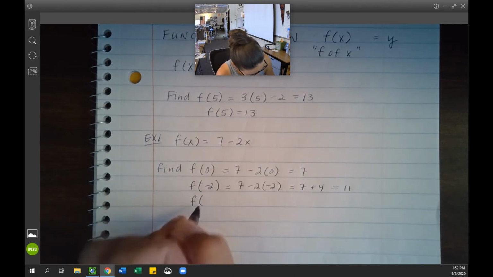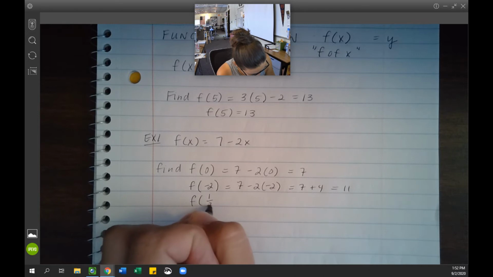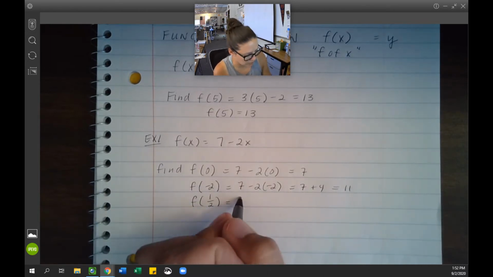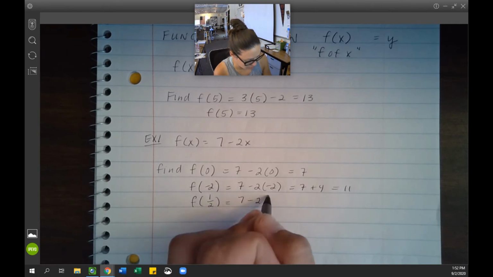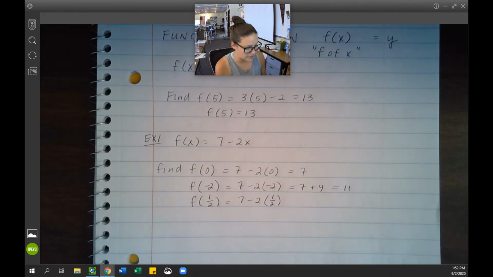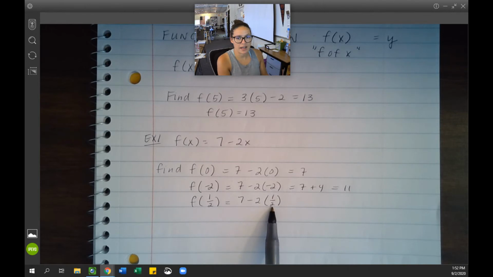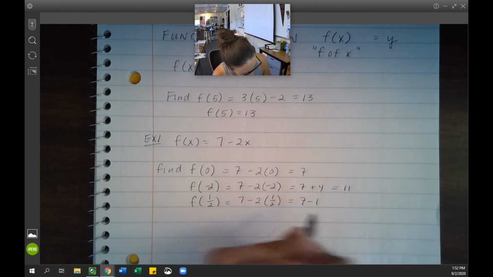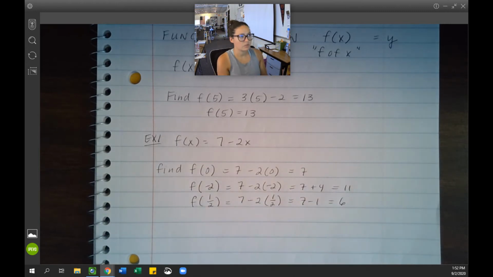Let's do another one. F of 1/2. Ooh, can we do that? Yeah, of course we can. I'm going to, just like the other ones, put 1/2 in the place of x. Now what's 2 times 1/2? 2 times 1/2 is just 1. So I have 7 minus 1, which gives me 6.